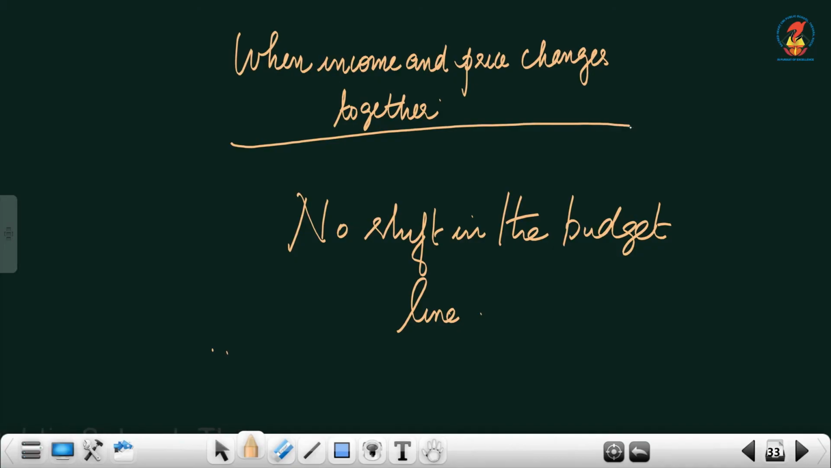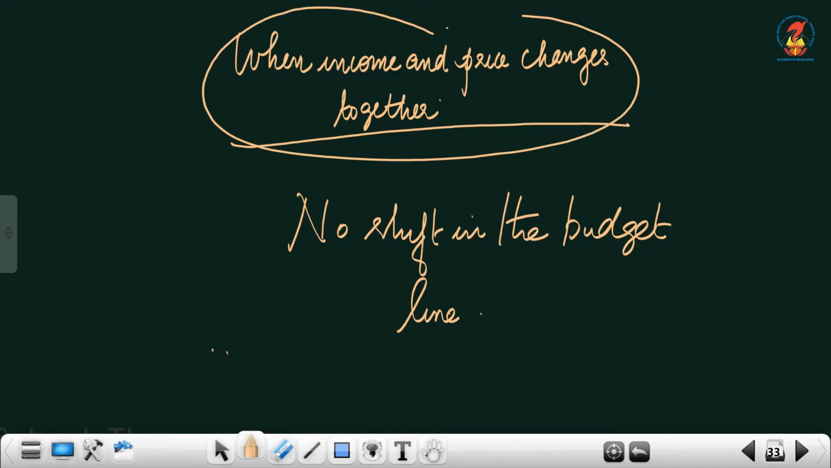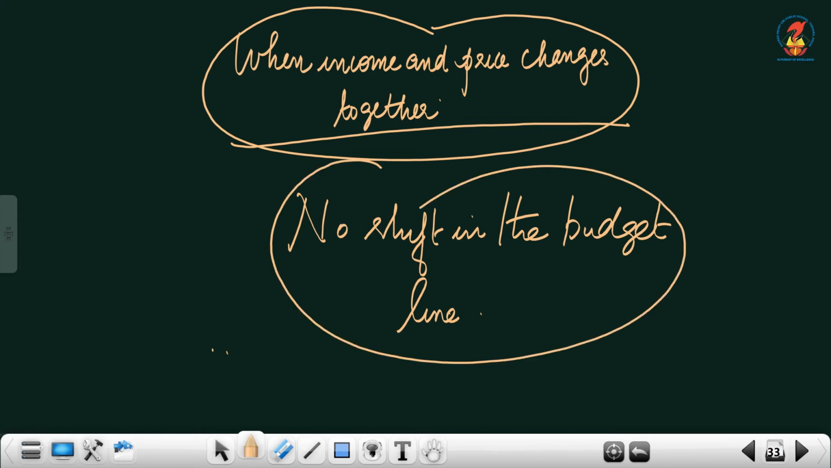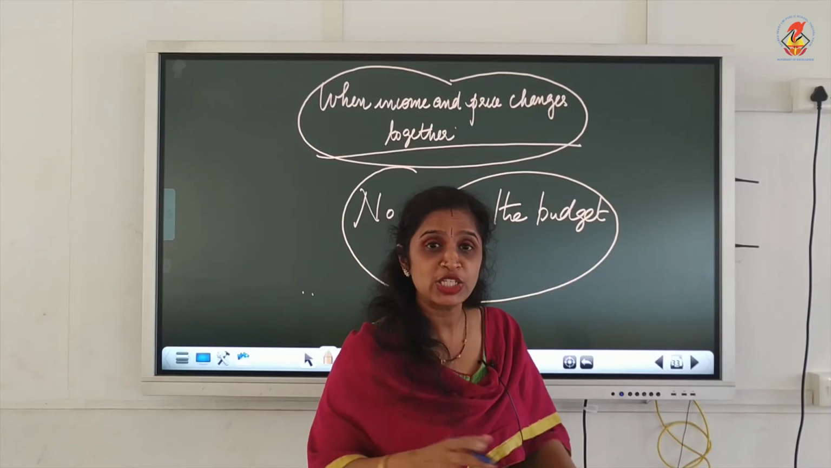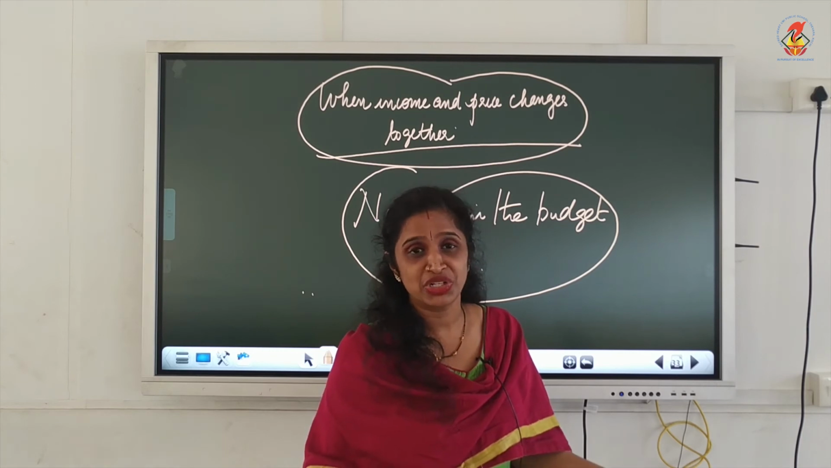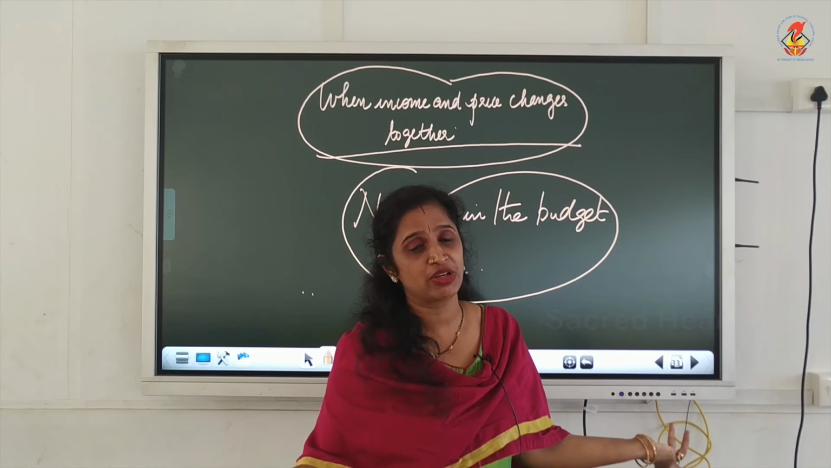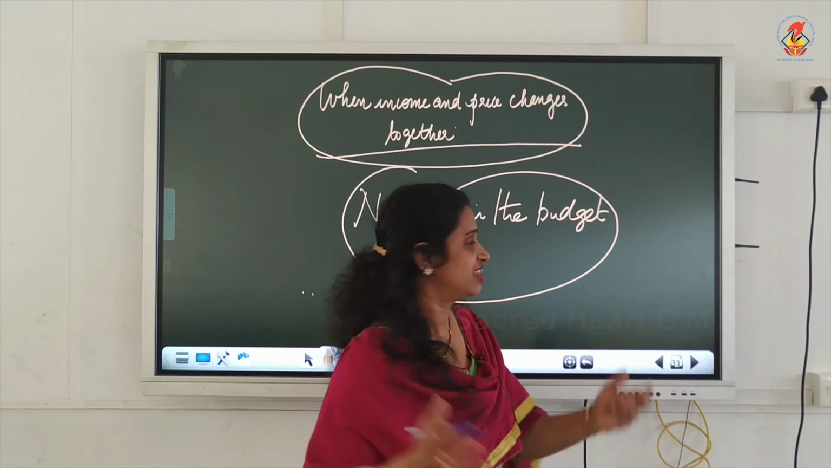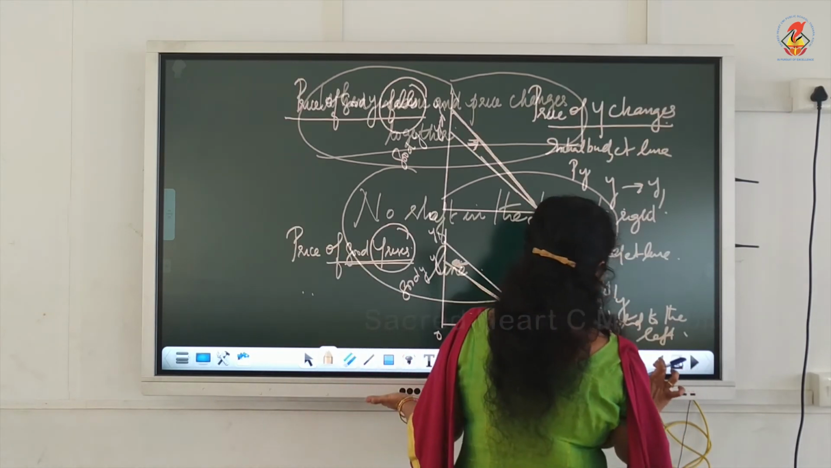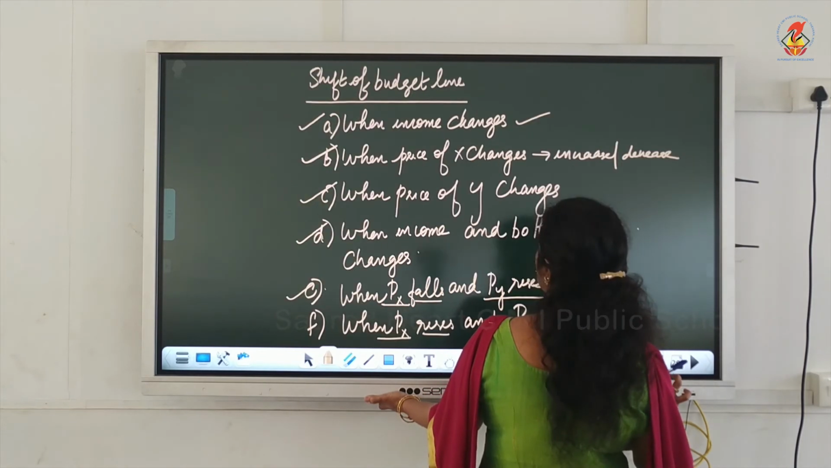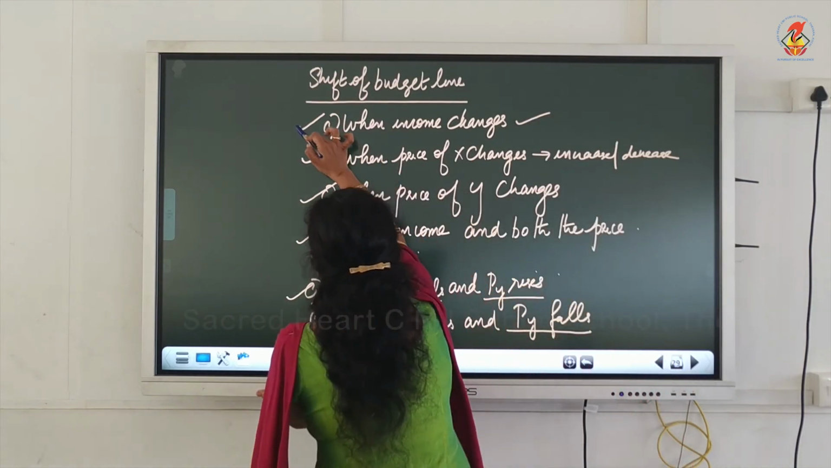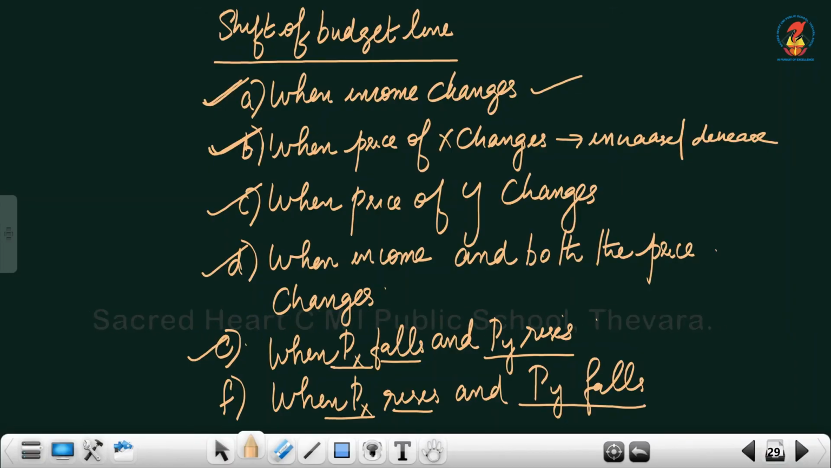When the price and income of the consumer change together, both are changing. The answer is there is no shift in the budget line because both income as well as price are changing. Therefore, there is no shift in the budget line. We can't express it diagrammatically because both are changing together. So, till now we have finished these cases: when income changes, when price of X changes, when price of Y changes, when income and both the prices change.